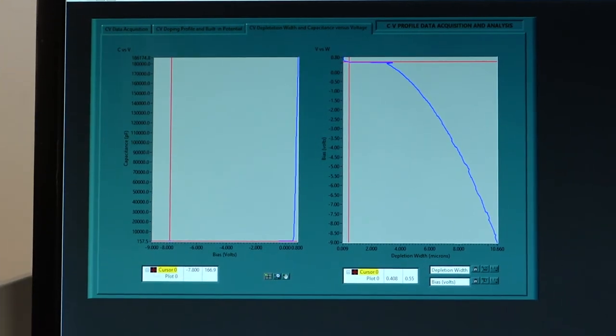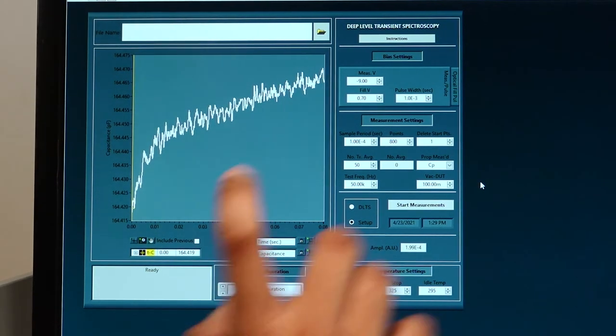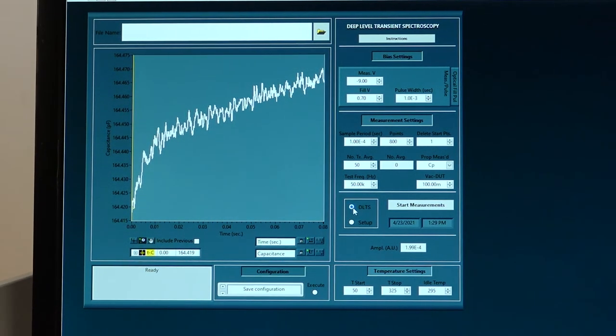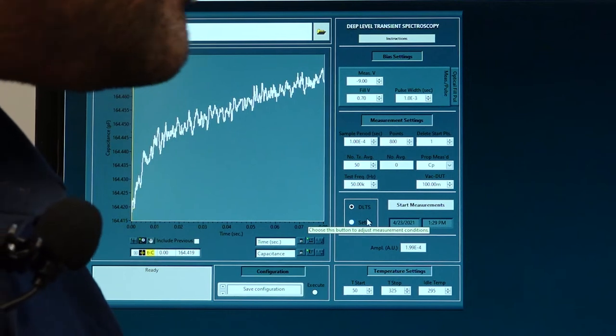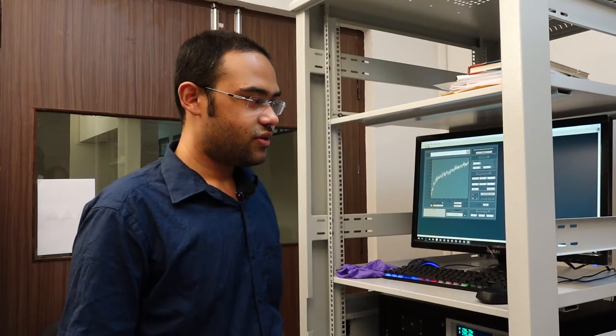So with these numbers in mind, we can now start the DLTS measurement by clicking on the DLTS mode, setting the appropriate temperatures, and then filling up liquid nitrogen so that this cryostat can bring down the temperature to a lower value. For the further DLTS measurements, we will scan the temperature from liquid nitrogen temperature, that is 77 Kelvin, to higher temperatures, maybe till around 400 Kelvins.